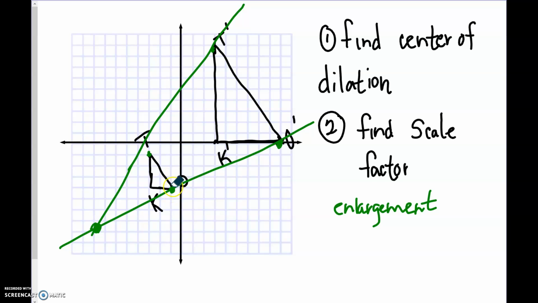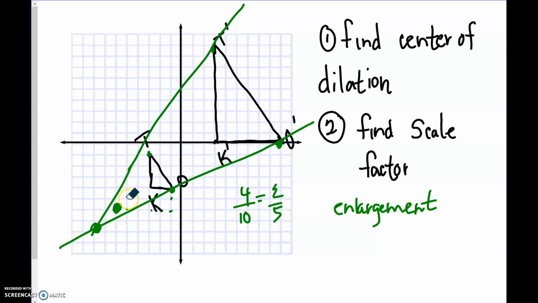So let's see, we went up 1, 2, 3, 4, and over 1, 2, 3, 4, 5, 6, 7, 8, 9, 10. So I think I said 4 over 10. So that would be a slope of 2/5. So I'm going to go down 2 and over 1, 2, 3, 4, 5. Ooh, I'm a little bit off.